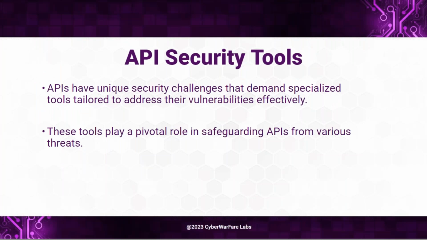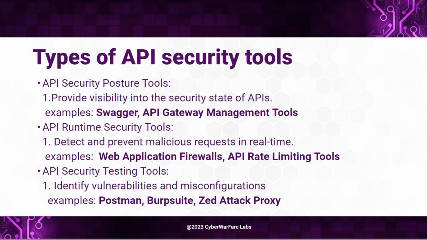Next topic, we discuss API security tools. APIs are tested by security tools developed by many developers and security researchers. These play a vital role in safeguarding APIs from various threats and vulnerabilities. There are 3 types of API security tools.